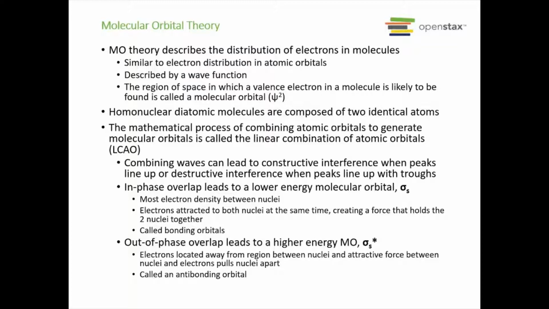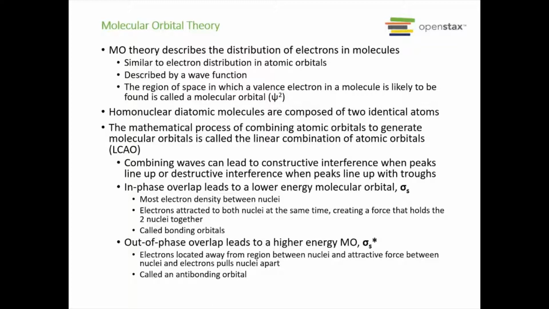So let's talk about molecular orbital theory. It describes the distribution of electrons in molecules. Think Lewis structure, now think bigger. Similar to the electron distribution in atomic orbitals, it is described by the wave function. The region of space in which a valence electron in a molecule is likely to be found is called a molecular orbital. So now, instead of talking about atomic orbitals, we are talking molecular orbitals. And they're abbreviated with the psi squared symbol.